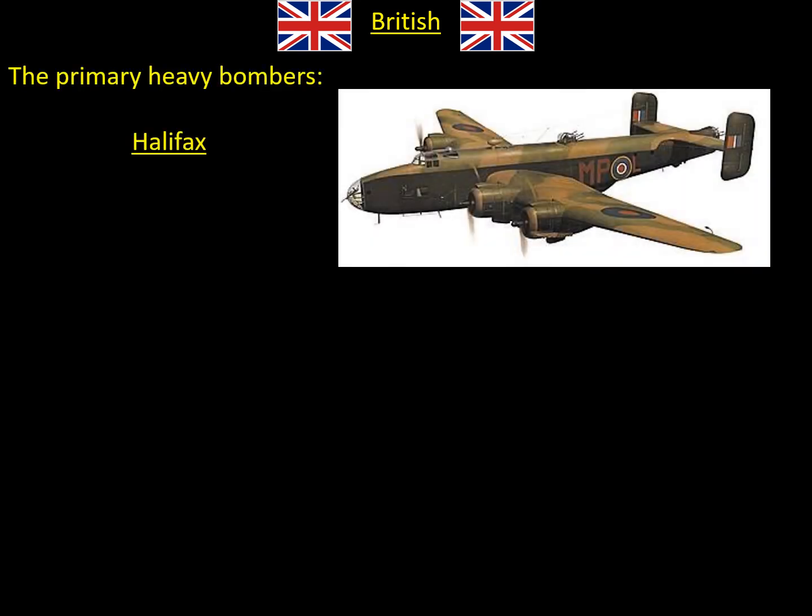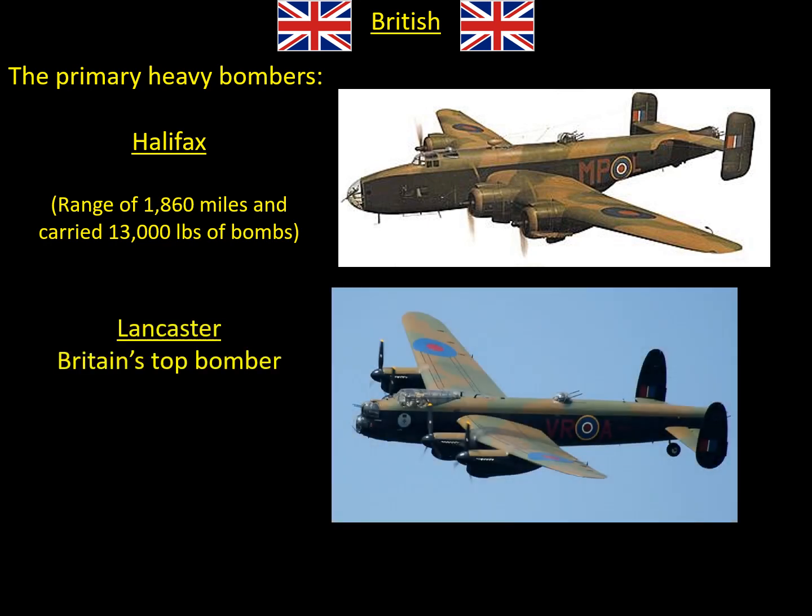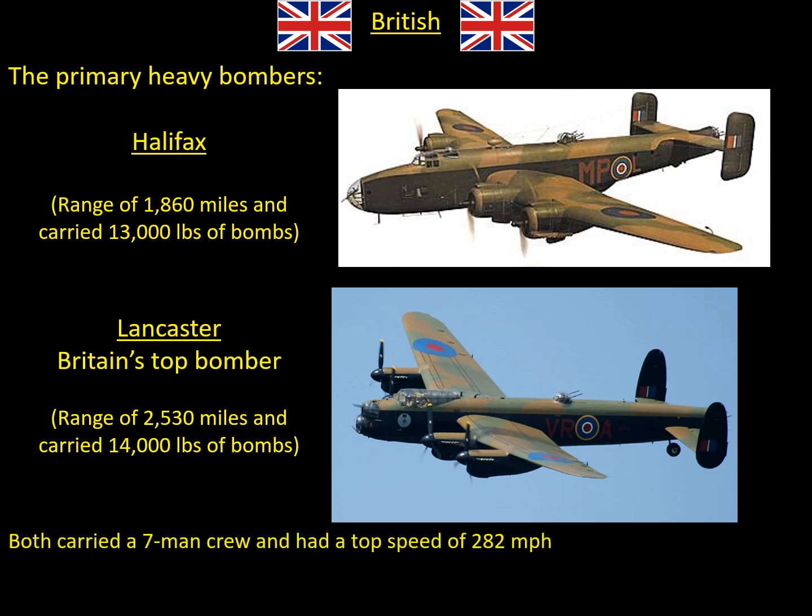Now let's look at the planes that the Allies and the Germans used in the air war. The British bombers were the Halifax, which had a range of 1,860 miles and carried 13,000 pounds of bombs. And their best plane, the Lancaster, had a range of 2,530 miles and carried 14,000 pounds of bombs. Both carried a 7-man crew and had a top speed of 282 miles per hour.